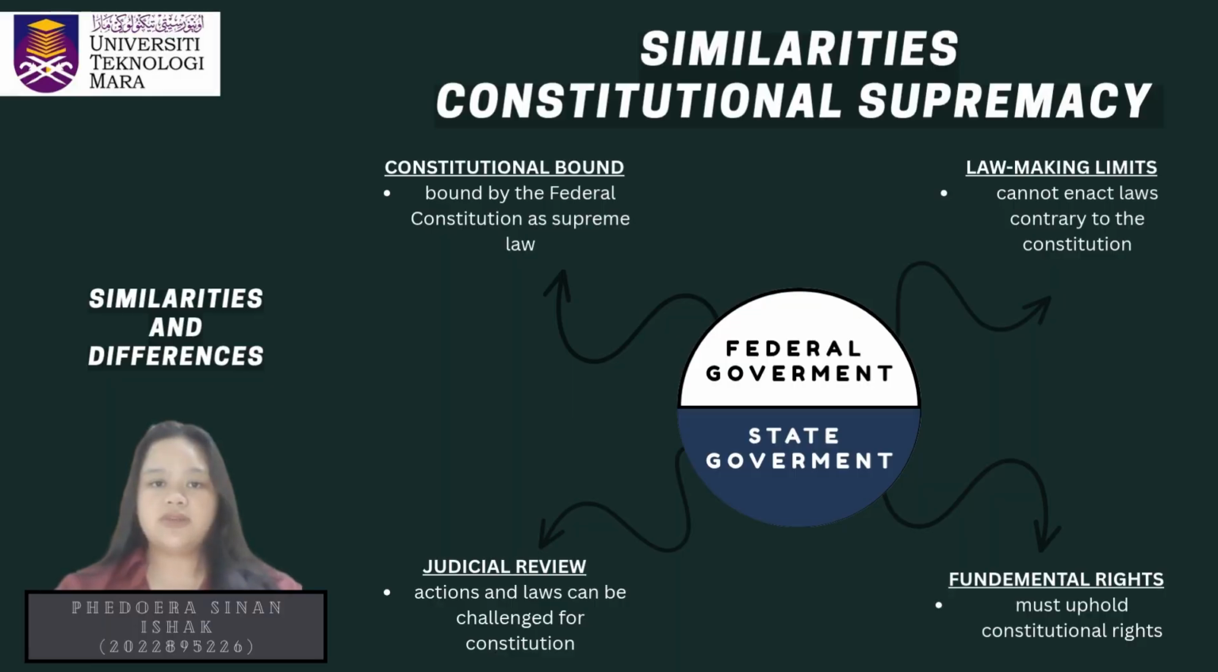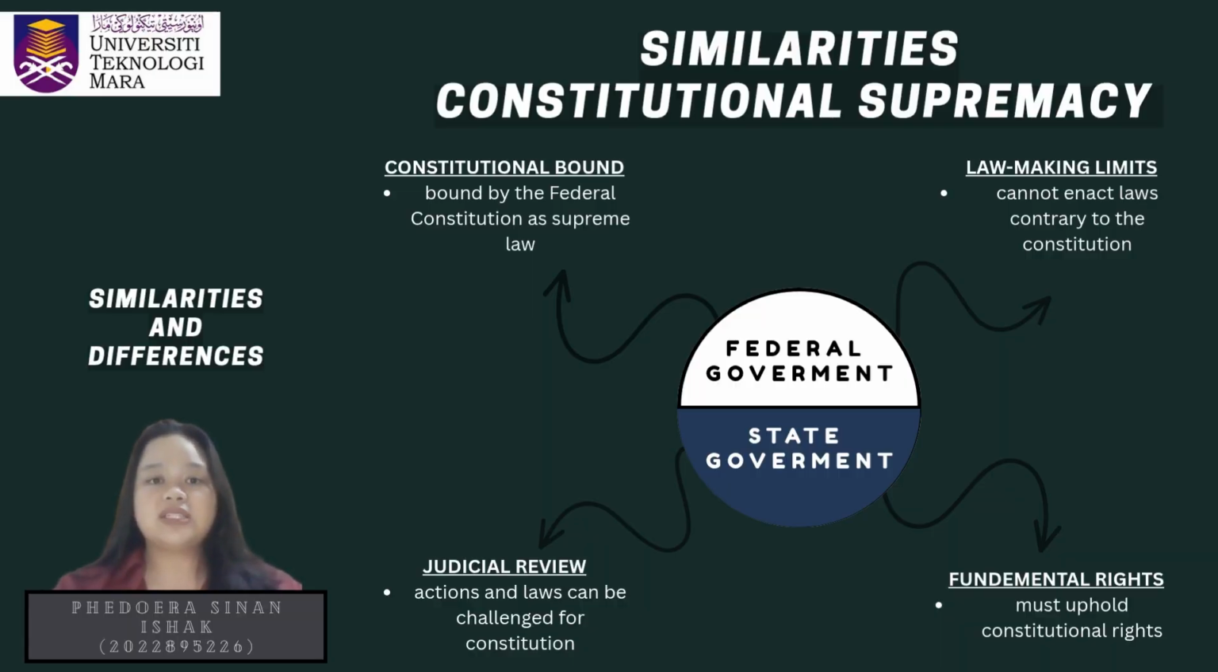Let's now focus on the fundamental similarities concerning constitutional supremacy for both the federal and state governments. At the core, both levels are constitutionally bound. This means they are inherently governed and limited by the federal constitution, which stands as the supreme law of our nation. This supremacy imposes law-making limits. Neither the federal nor state government can enact laws that are contrary to the provisions of the Constitution. Any such law would be deemed invalid.